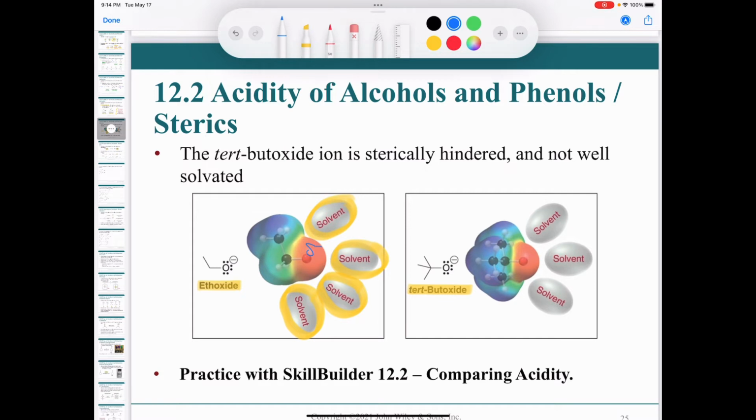Whereas with the tert-butoxide, we have much more steric hindrance around the negative charge, and therefore we can only get a little bit of solvent around that negative charge on our oxygen. And since we have fewer solvent molecules, it's less stable. And that is why ethanol is a stronger acid than tert-butanol. Again, the tert-butoxide ion is sterically hindered, is what we say, and not well solvated.